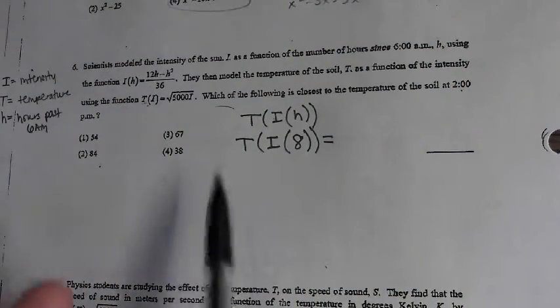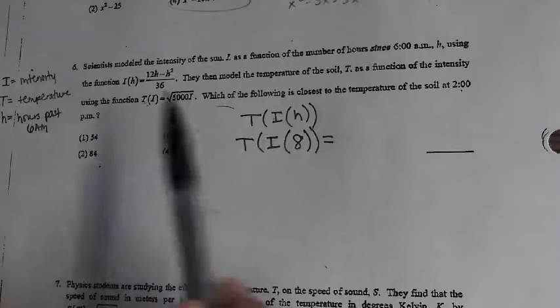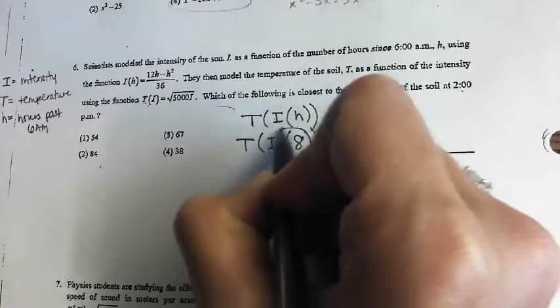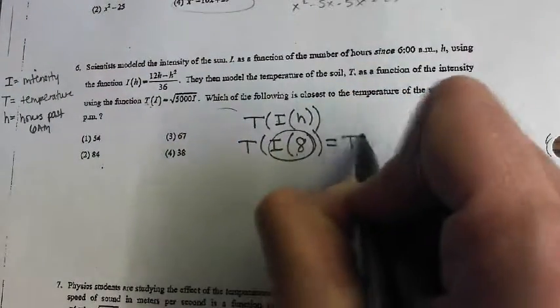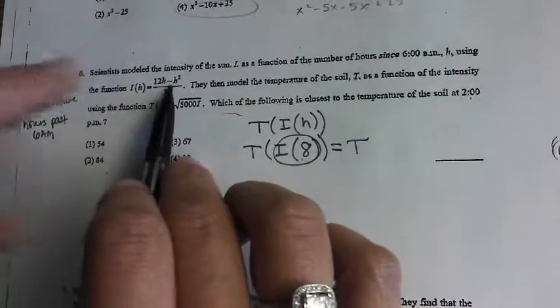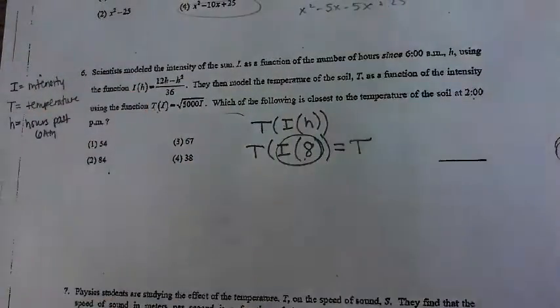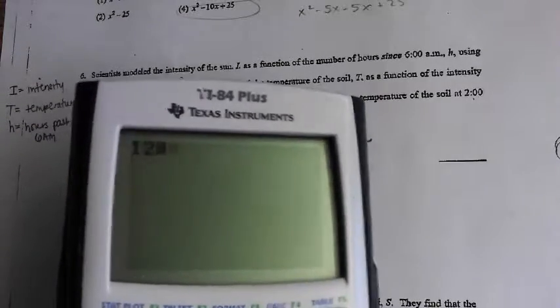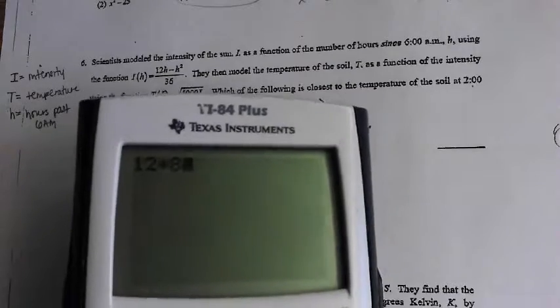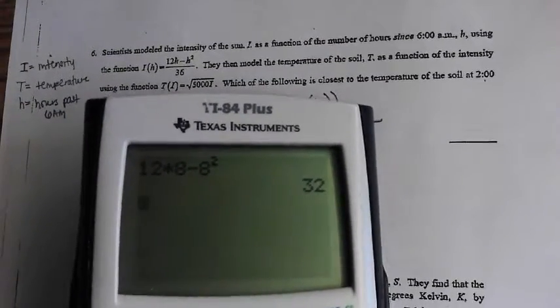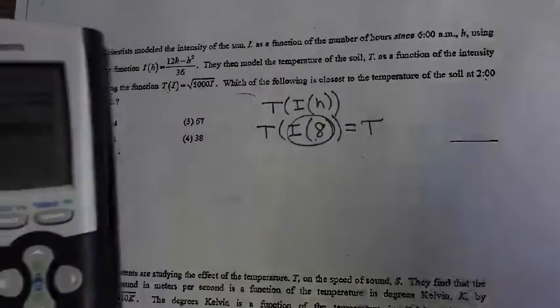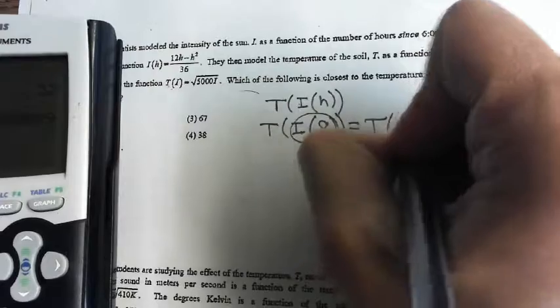The T and the hour are not directly connected. I mean, they are, but we haven't been given that straightforward formula. So we're going to find I of 8 first. That's just going to require plugging 8 in here. So I'll do that in my calculator. 12 times 8 minus 8 squared will give me that numerator. I'm going to divide that by 36. So there's my 0.8 repeating. So I of 8 is 0.8 repeating.